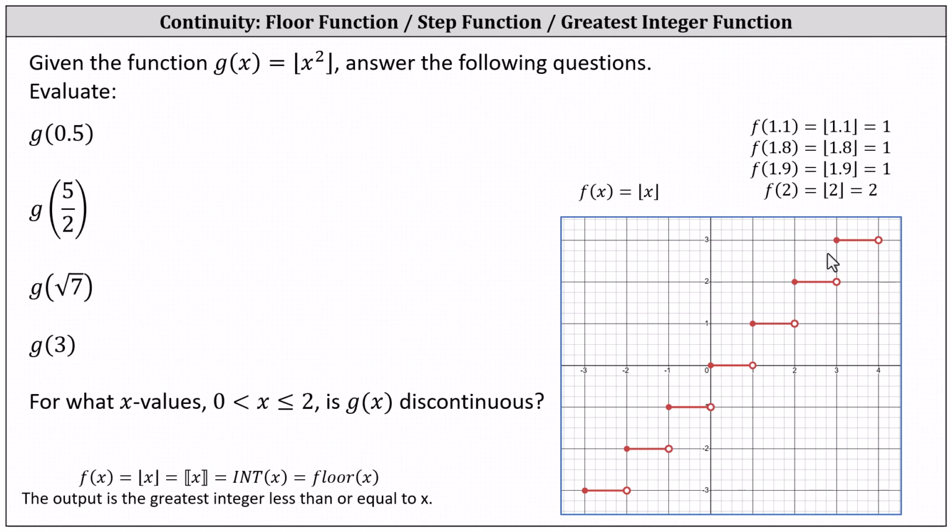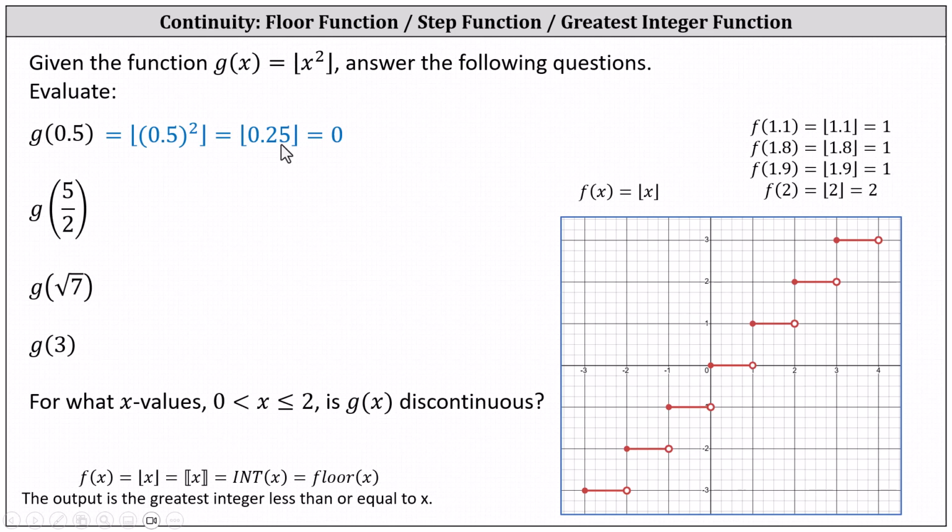Notice the step function has discontinuity at every integer input. This will be important for the second part of the given question. And now going back to the given question, again we have g of x equals the greatest integer of x squared. We want to determine the following function values. G of 0.5 is equal to the greatest integer of the square of 0.5. The square of 0.5 is 0.25. The function output is the greatest integer less than or equal to 0.25, which is 0.